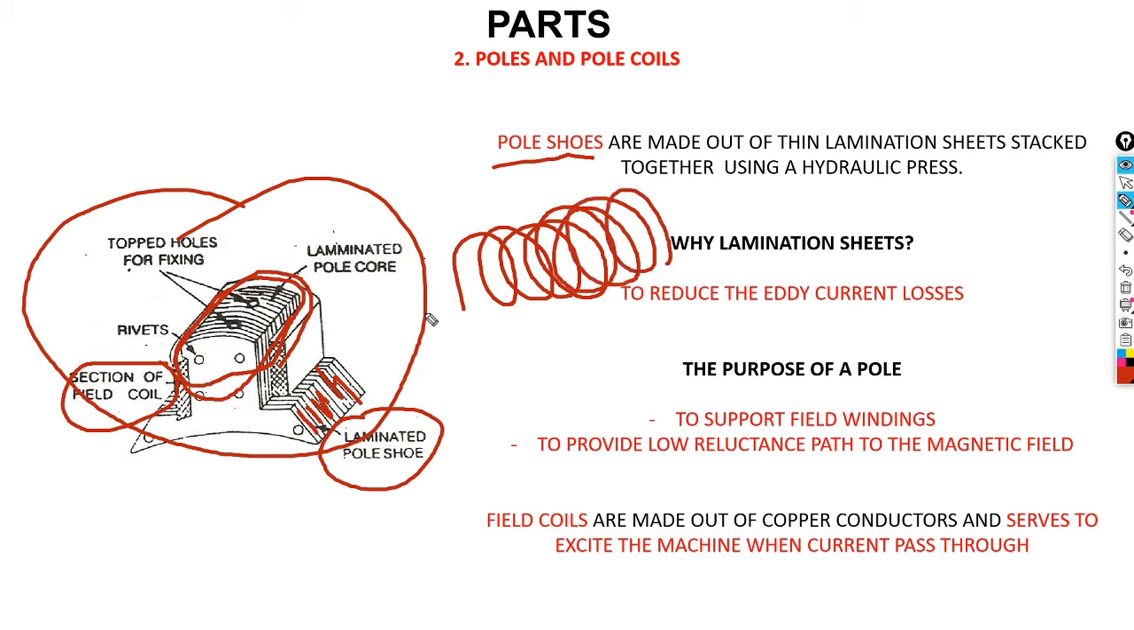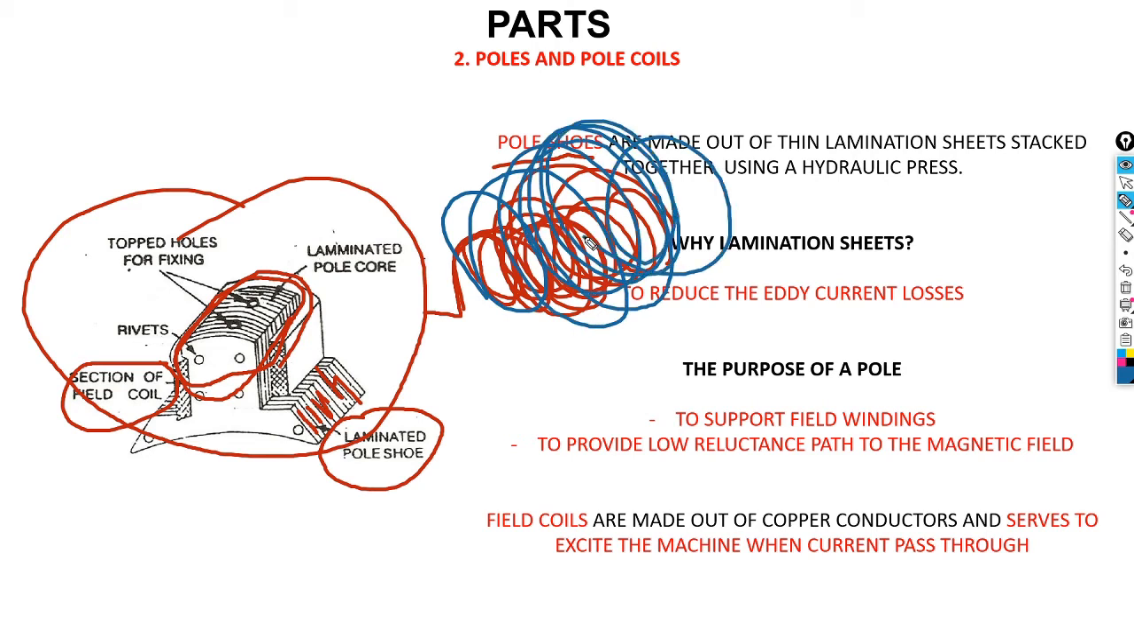If the current flows through it, there will be a magnetic field generated around this conductor. So you have a conductor which is a coil. When the current goes through it, there will be a flux produced around our conductor.